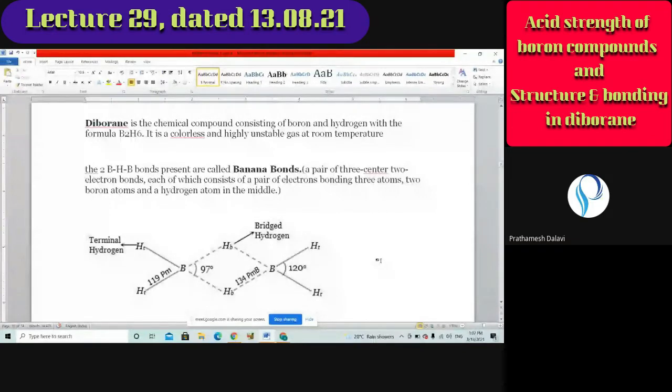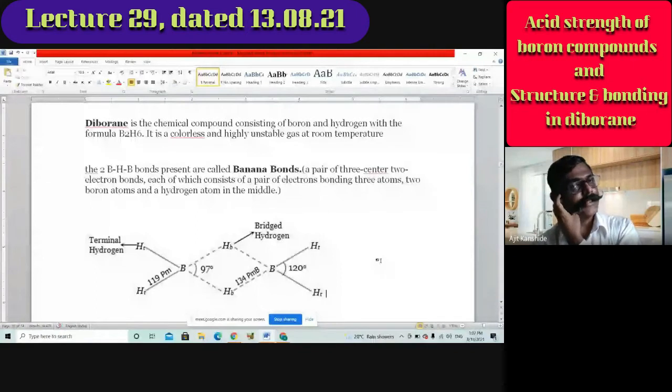Yes, sir. Yes, about the Lewis acidity. In that you can add about BH3 also, and you can compare. Once the base is clear, you will understand. So now let me explain this banana bonding.